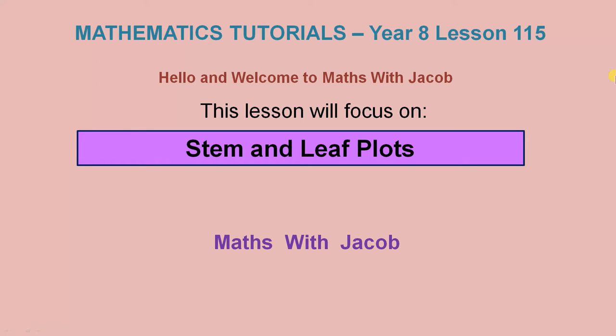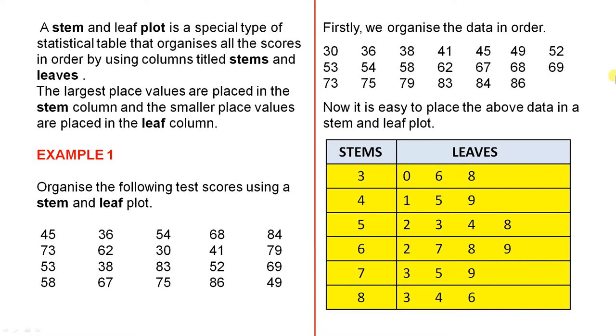This lesson will focus on stem and leaf plots. A stem and leaf plot is a special type of statistical table that organises all the scores in order by using columns titled stems and leaves. The largest place values are placed in the stem column and the smaller place values are placed in the leaf column. Let's have a look how this works.